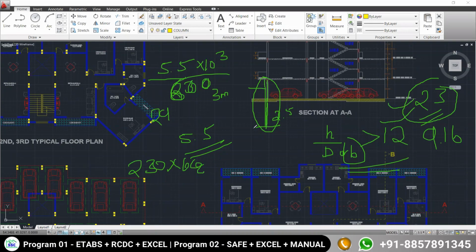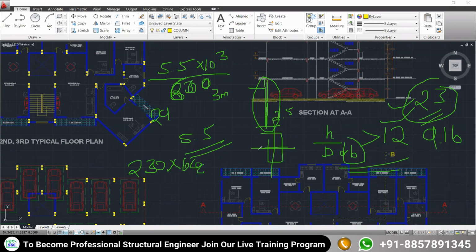So to avoid this, our objective is to make this column short about both its dimensions, both directions, that is, about both its major axis and minor axis. So that's why, to break the height of this column, we have to provide the beam at this level, the ground level. So that is the case.